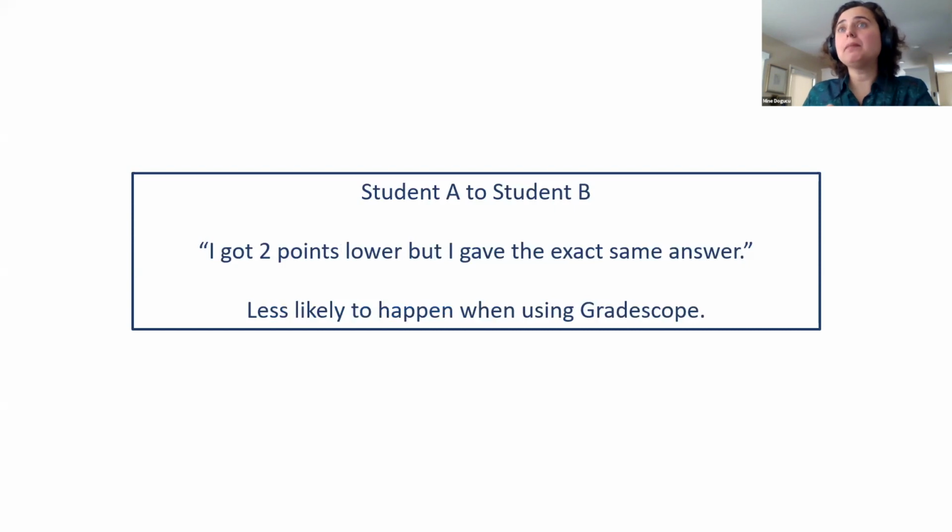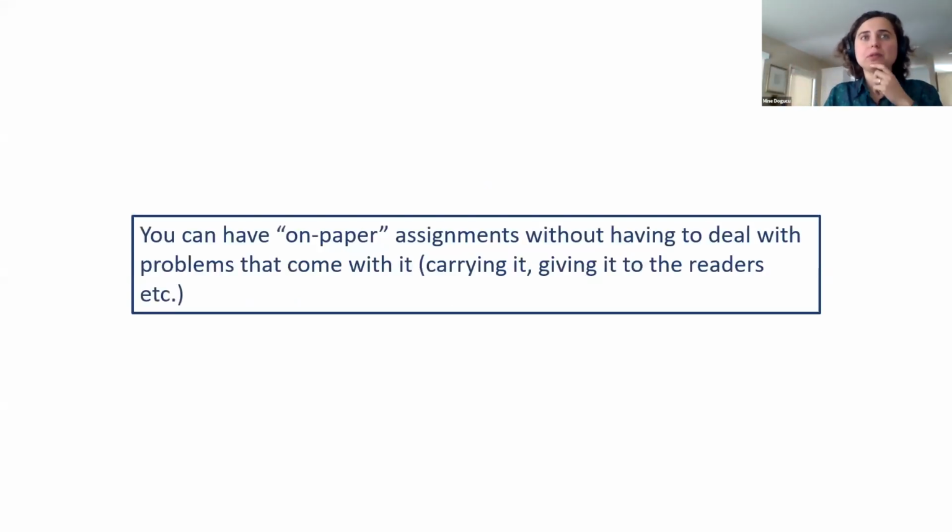What I really like about Gradescope is it really minimizes the effect when you grade and then student A goes to student B and says, I got 2 points lower, but I gave the exact same answer. This is less likely to happen in Gradescope because you're grouping students and each student gets feedback based on the group they have. And we know from teaching that there are so many common misconceptions. So it's easy to provide more feedback to these specific group misconceptions.